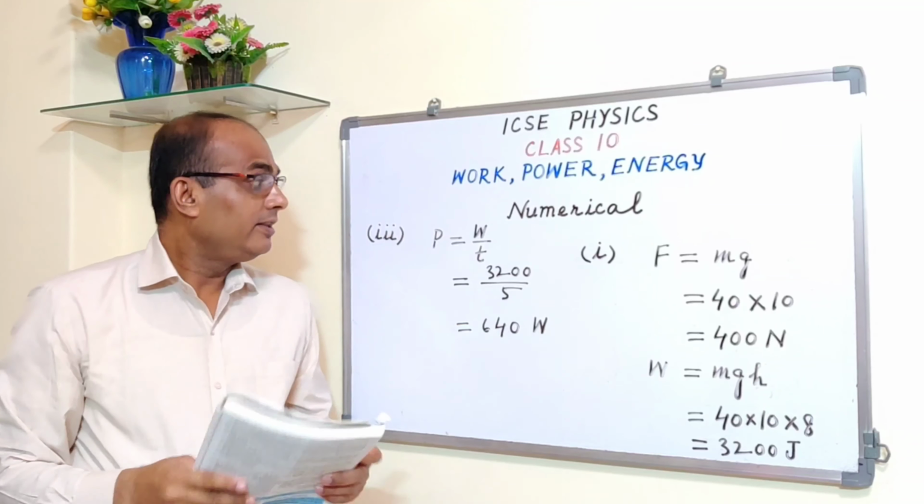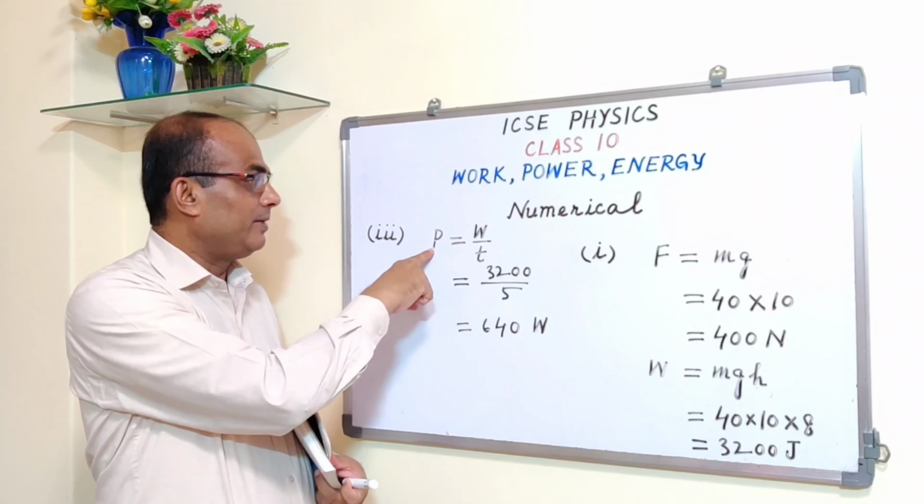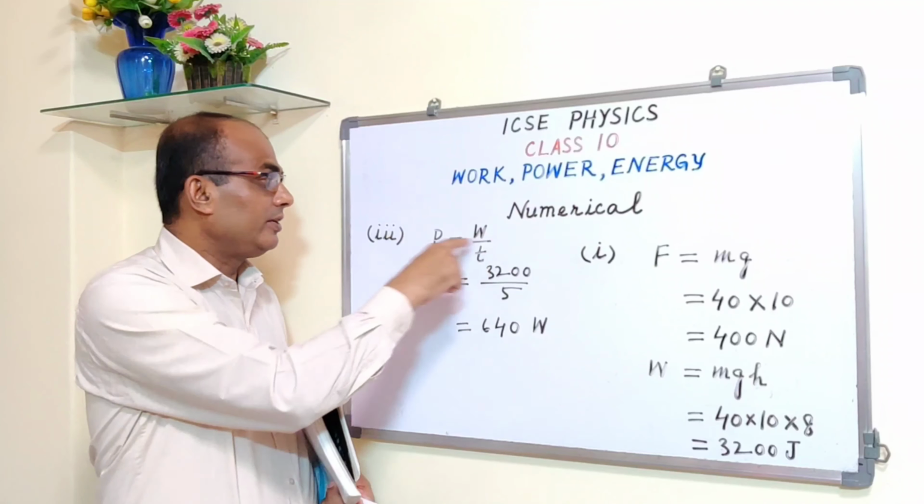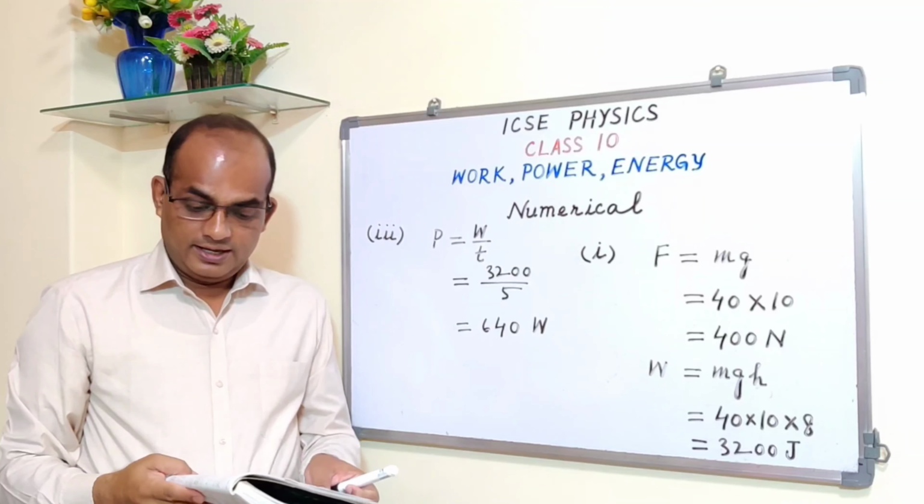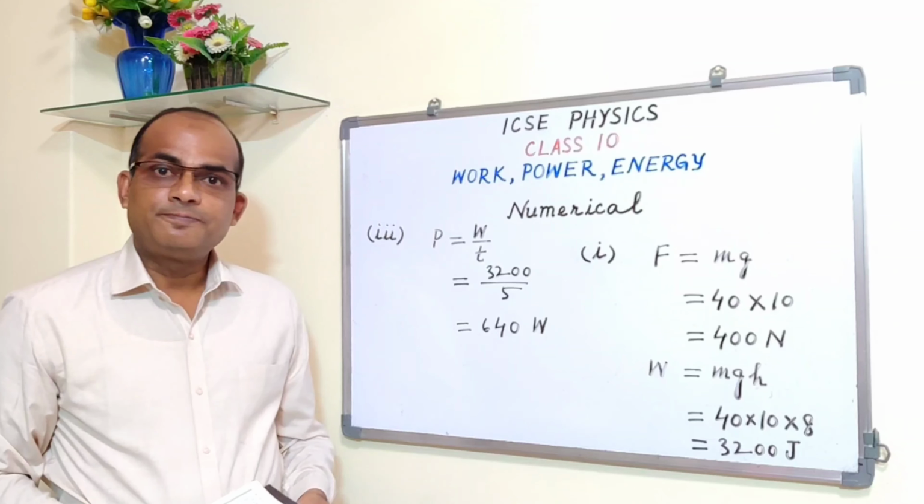The unit W should be capital. This is the formula. Power P is equal to W upon T. The rate of doing work is called power. Okay, I hope everything is clear.